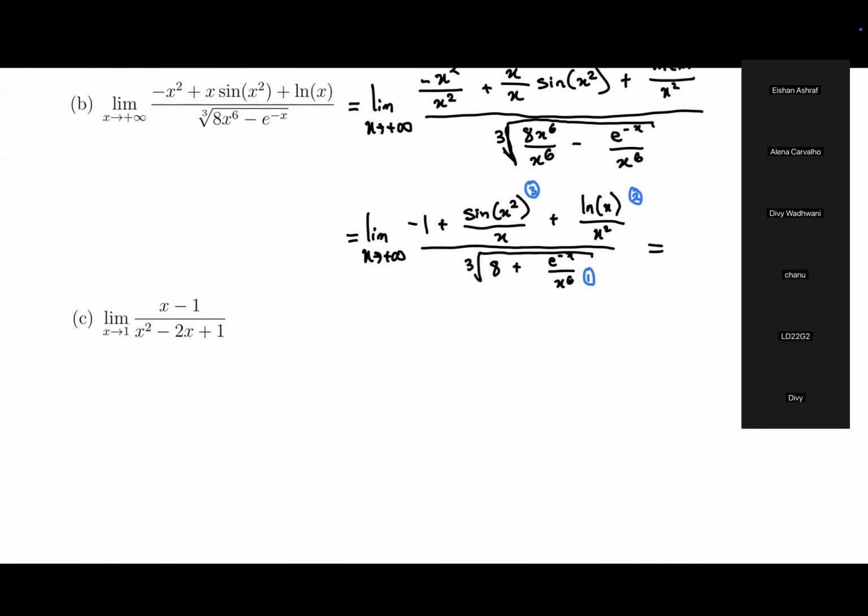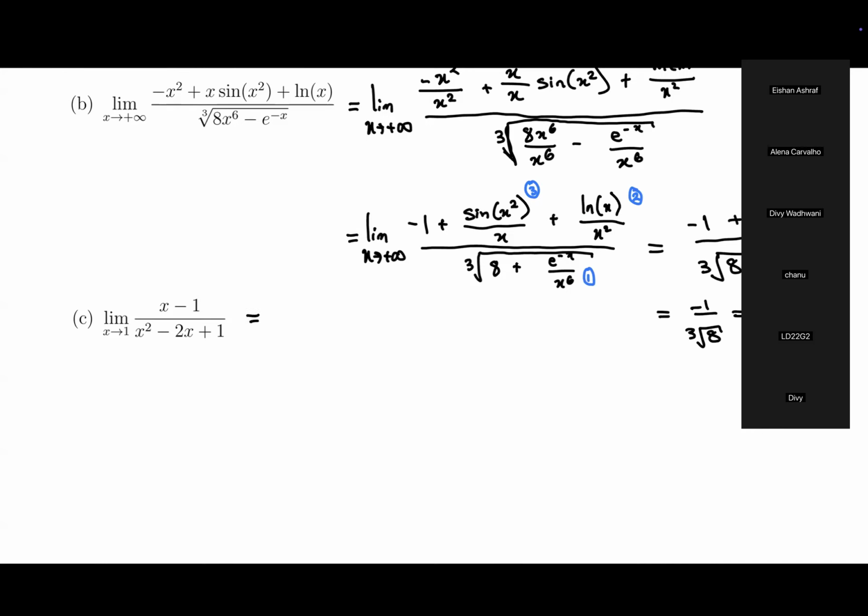Applying this limit to every term, we get -1 plus 0 plus 0 over the cube root of 8 plus 0. That just boils down to -1 over the cube root of 8, which is -1 over 2. That's 3B. Are there any questions? All right, if not, let's move on to 3C.